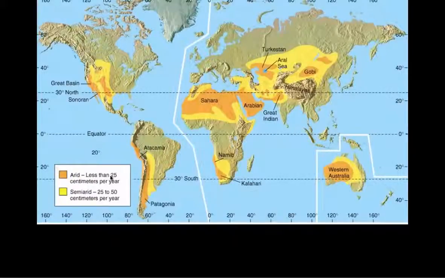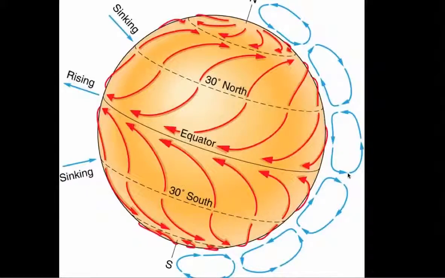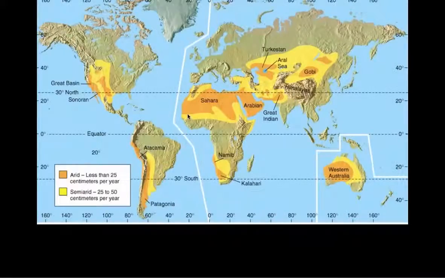Places with less than 25 centimeters of rain a year, about 10 inches, are in red. Notice, sorry, is that brown? I'm colorblind. Whatever color that is. Places that are close to being deserts are in the yellow. Why do deserts occur in these places? Well, take a look. This is about 30 degrees north, and here is about 30 degrees south. There's something curious that occurs.